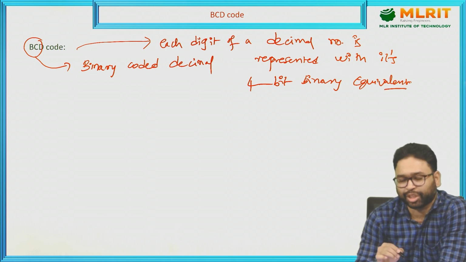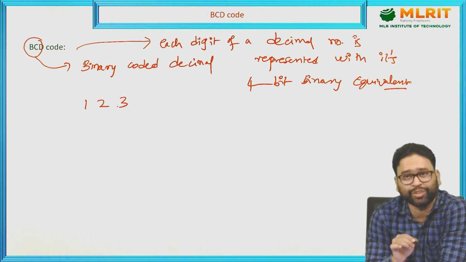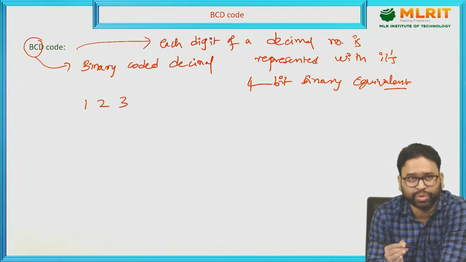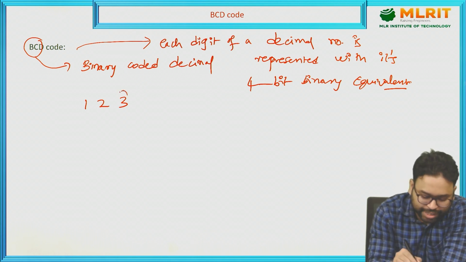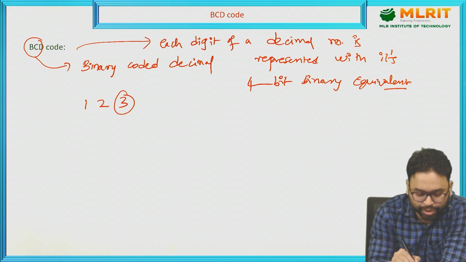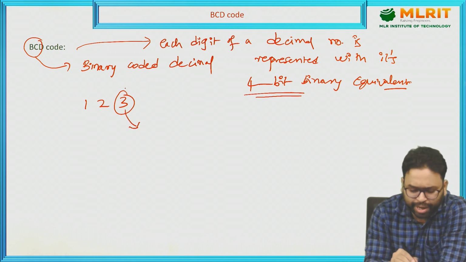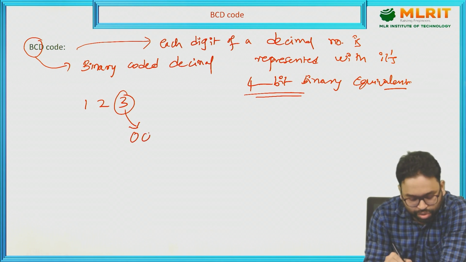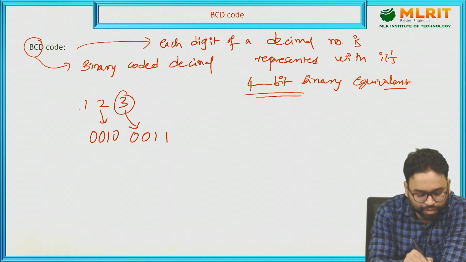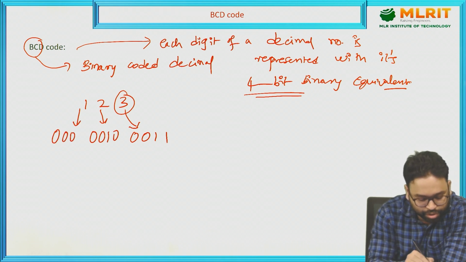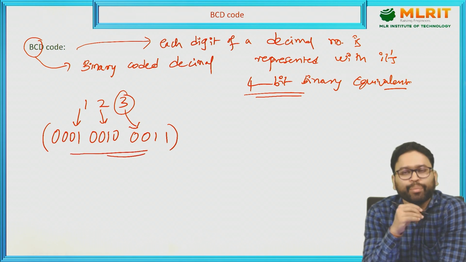That means whatever the BCD number, for example, if you consider 123, this is a decimal number. You are supposed to represent it with its equivalent BCD code. That means each digit of this decimal number should be represented with its 4-bit binary equivalent. The 4-bit binary equivalent for 3 is 0011, for 2 is 0010, and for 1 it is 0001. Together, this entire binary code is considered to be your BCD code.